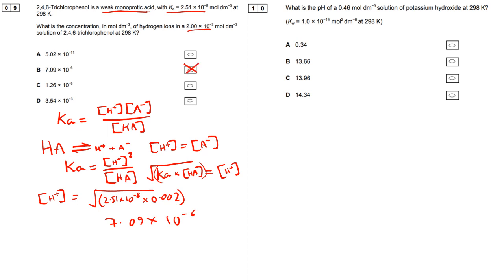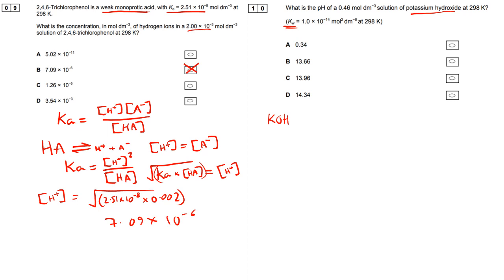Question number 10, also from the pH topic. What is the pH of 0.46 molar potassium hydroxide at 298 Kelvin? And the reason it's telling you that is because we have hydroxide, which is a base, and to calculate the pH of bases, we will use the Kw value, which it gives you there, 1 times 10 to the minus 14 at 298 Kelvin.